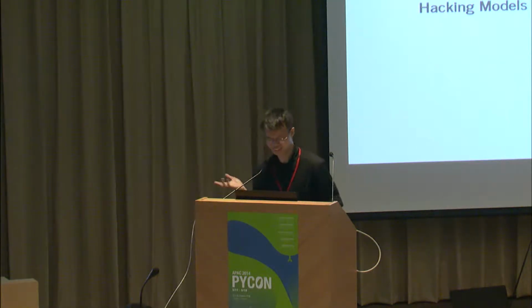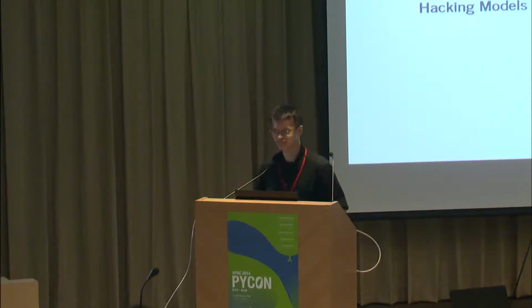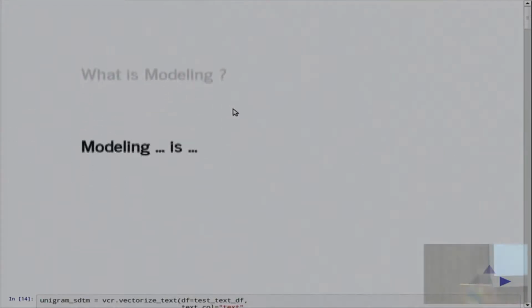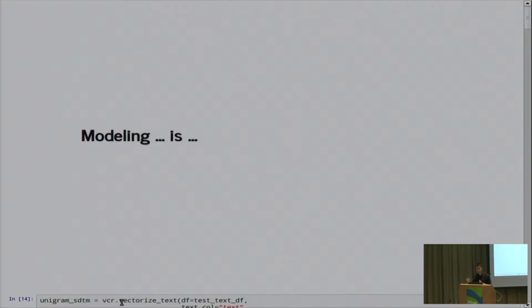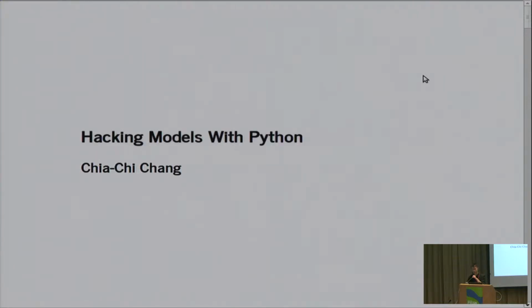Today, I will share the topic about hacking models with Python. I love to talk about this series of hacking models. But today, my slide has some trouble. When I built the slide from IPython, it doesn't work and has some trouble. So in that part of my talk, I will accompany it with my original IPython notebook to explain the text mining part. Okay, let's start.